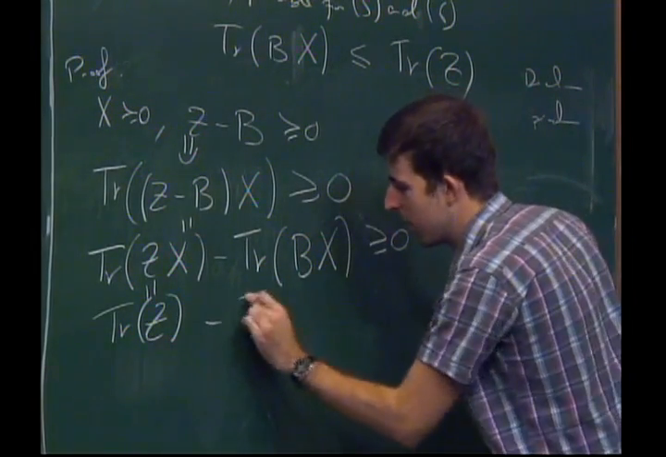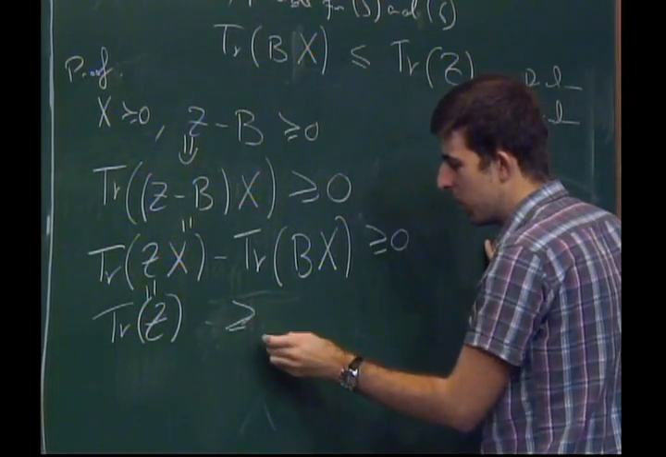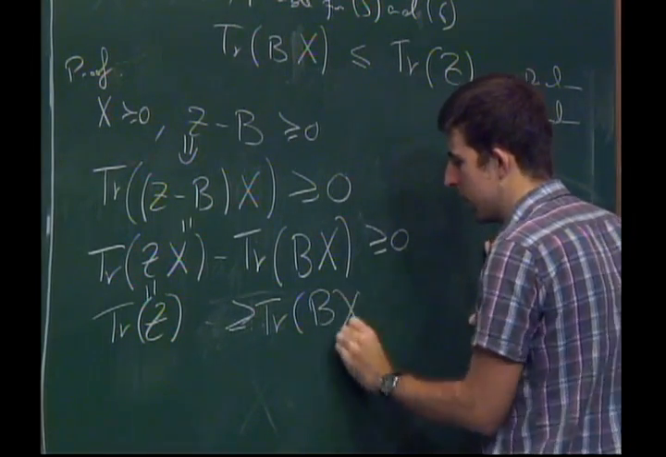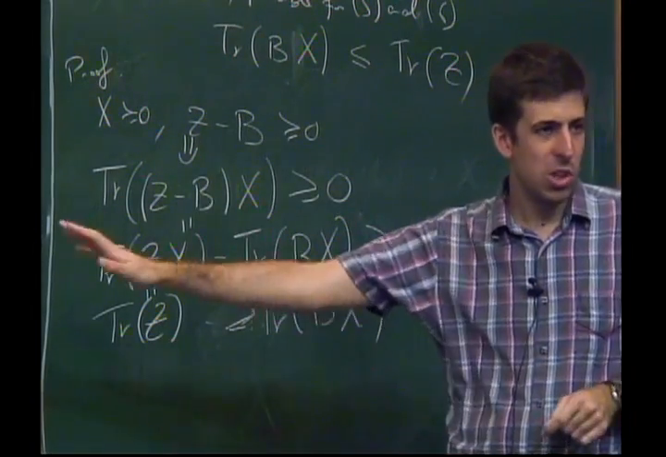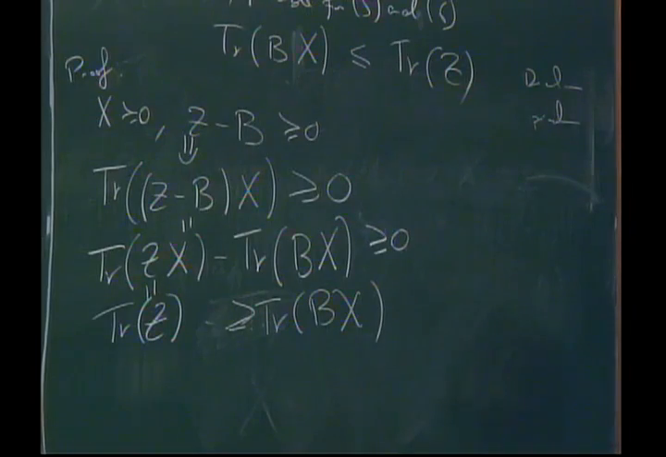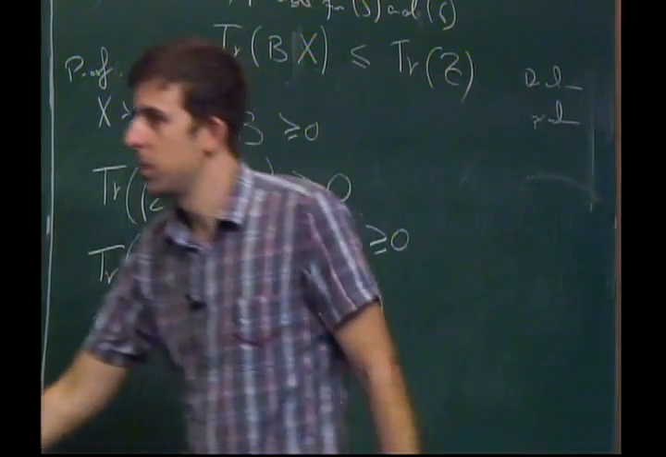So what we just showed is that trace of Z is greater than or equal to trace of BX. This is known as weak duality. And there's something called strong duality, which tells you that if it satisfies some extra conditions, which are actually satisfied in this case, then there is always a pair X and Z that satisfies equality here. But that is not as obvious.